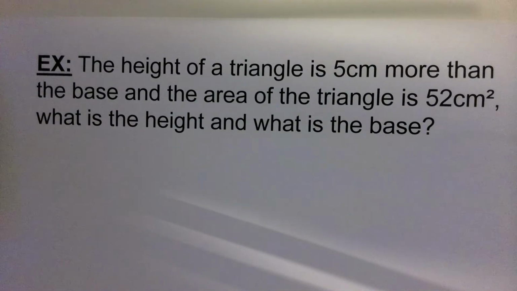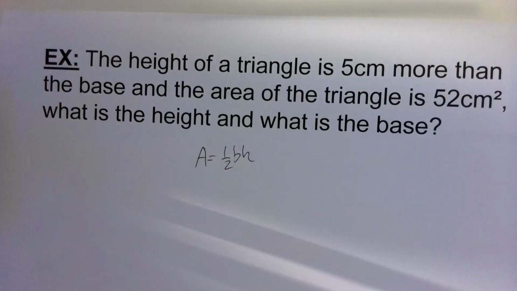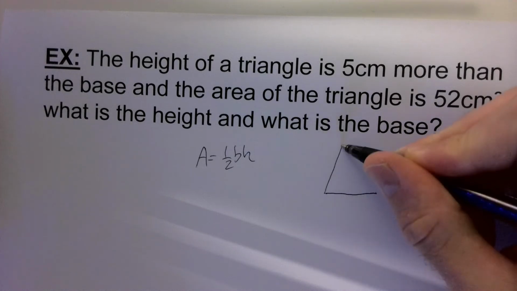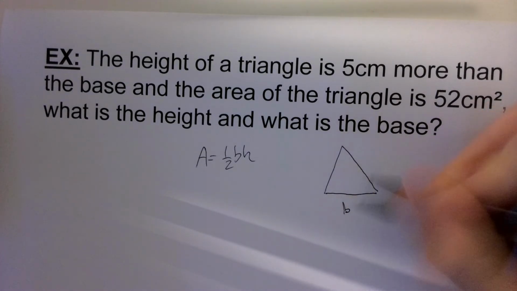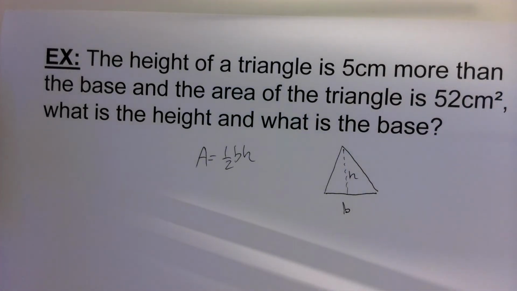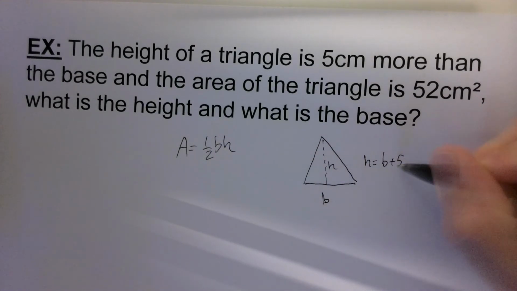Okay, so the last one here is a word problem. They're telling us the height is 5 more than its base, and we know the area. So we'll go ahead and write out our formula. A equals 1/2 base times height. Okay, so this is a geometry class. We're usually used to visualizing things. Let's draw ourselves a picture. There's my base. There's my height. And they told us that the height is 5 more than the base. So what we can say is H equals the base plus 5.